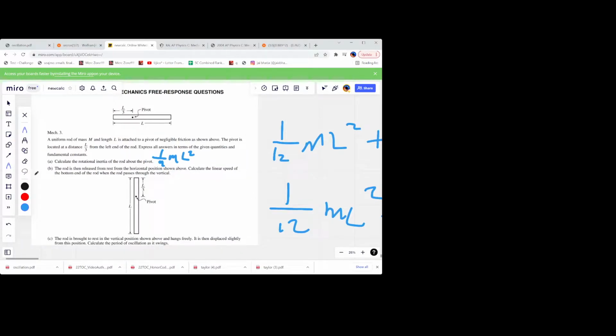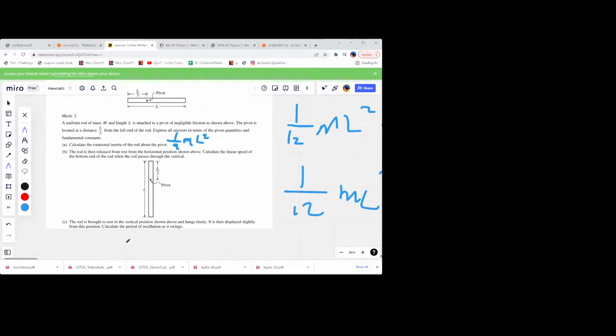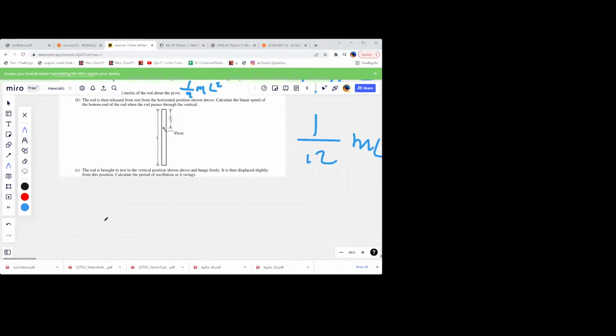The linear speed of the bottom end of the rod when the rod passes through the vertical. Okay. There's probably two schools of thought here. One of them would be to just use rotational conservation of energy. Or you can do linear conservation of energy and skip some algebra. Although I'm kind of scared that just won't work. So I'm just going to do rotational and be not adventurous here.